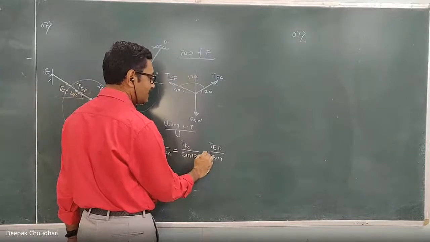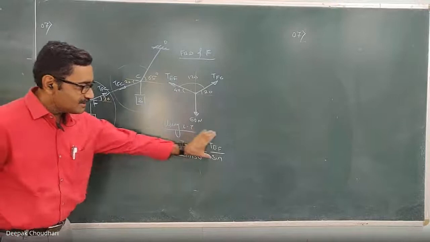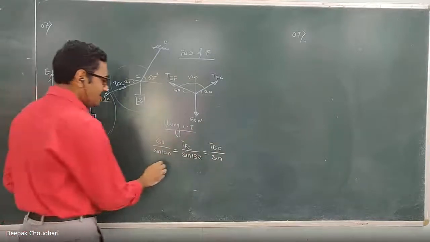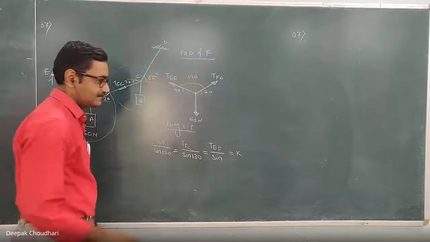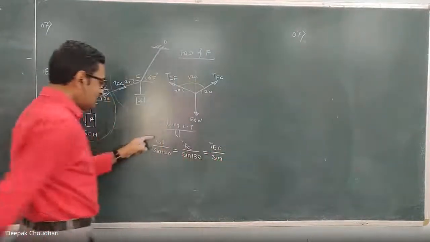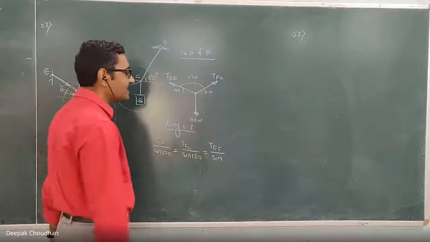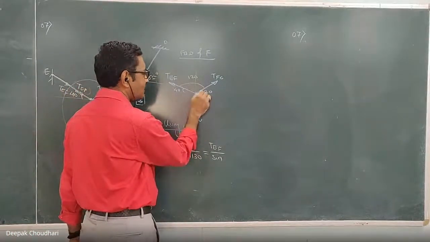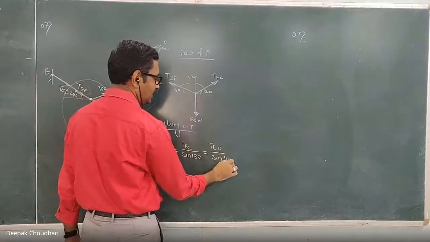Equal to will come; plus or minus will not come in Lami's theorem. Each term remains equal, meaning it is proportionate to something. So each force is proportional to the sin of the angle between the other two. Here equal will come, not plus or minus. So TEF upon sin of the angle between the other two. How much is that? 90 plus 20, 110.